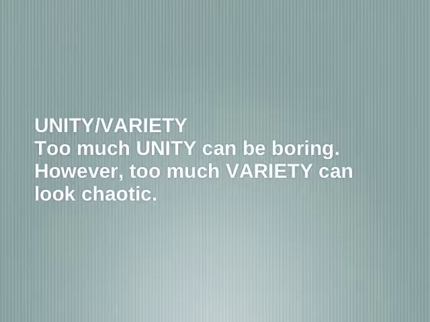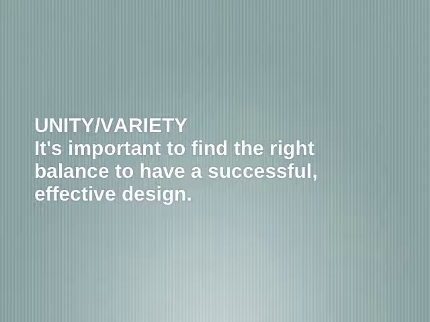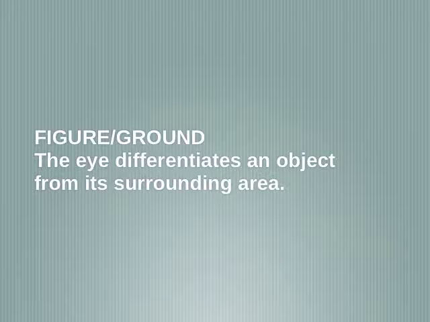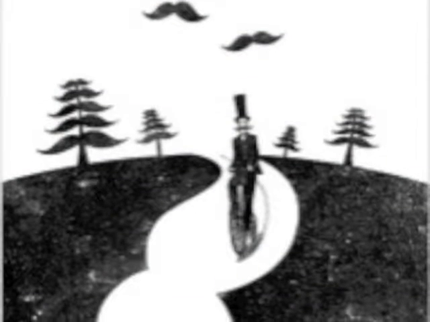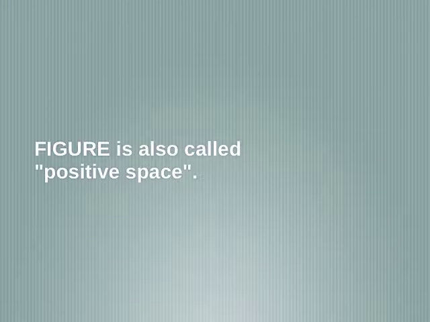Too much unity can be boring. However, too much variety can look chaotic. It's important to find the right balance to have a successful, effective design. Figure and ground. The eye differentiates an object from its surrounding area. A form, silhouette, or shape is naturally perceived as figure. It's the part of a composition that we pay attention to, the design itself. The figure is also called a positive shape.